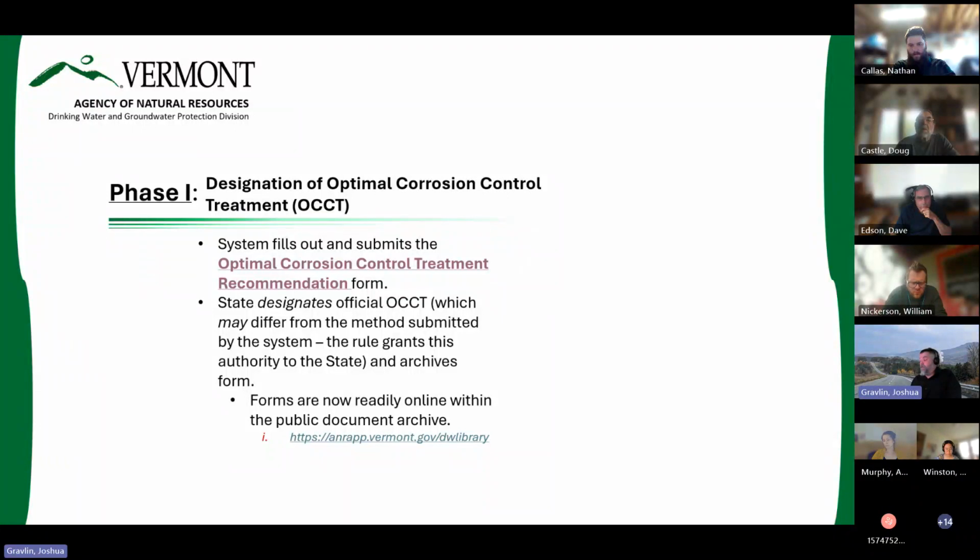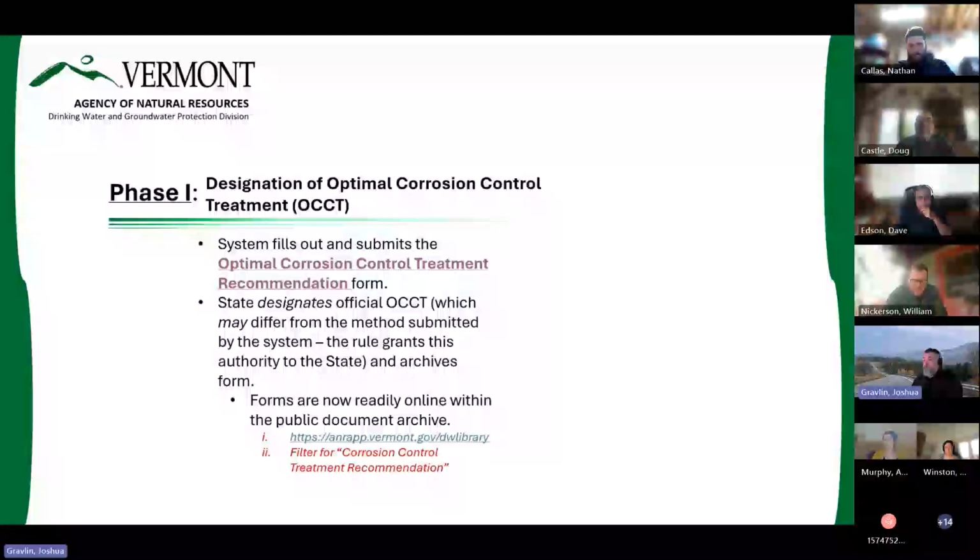That's just a link. If you haven't used the archive before, you can go to that link and you'll be presented with it. You'll select your system. And then if you go to those systems and filter for corrosion control treatment recommendation, you'll be able to pull up that file if there's one on file. So if you're an engineer picking up this project from somebody you've contracted to design this for, this should already be on file for you for most systems now and readily available under this heading.